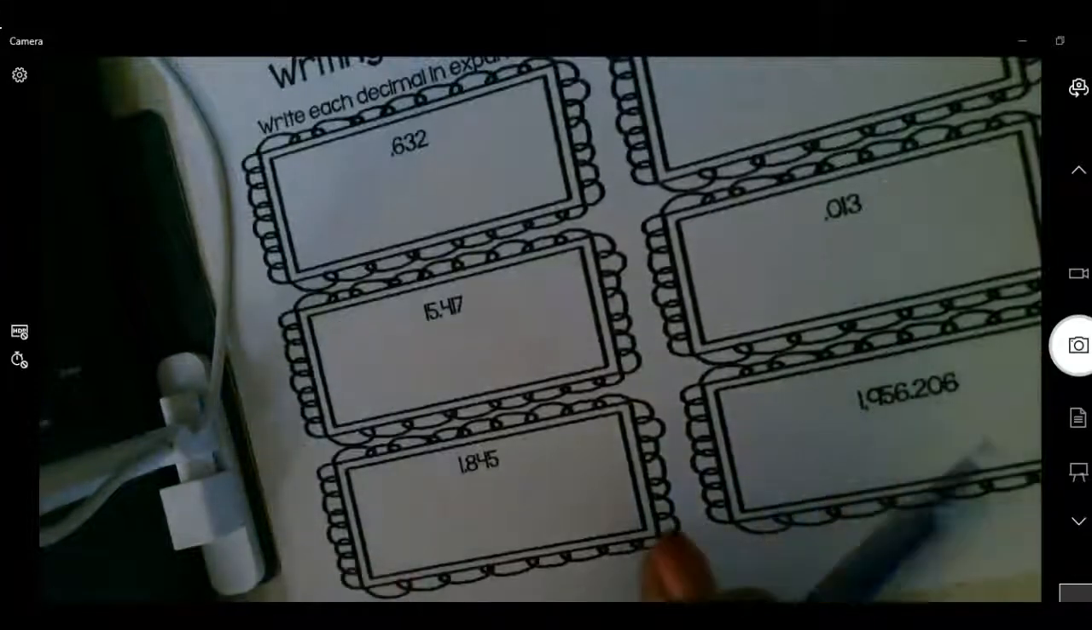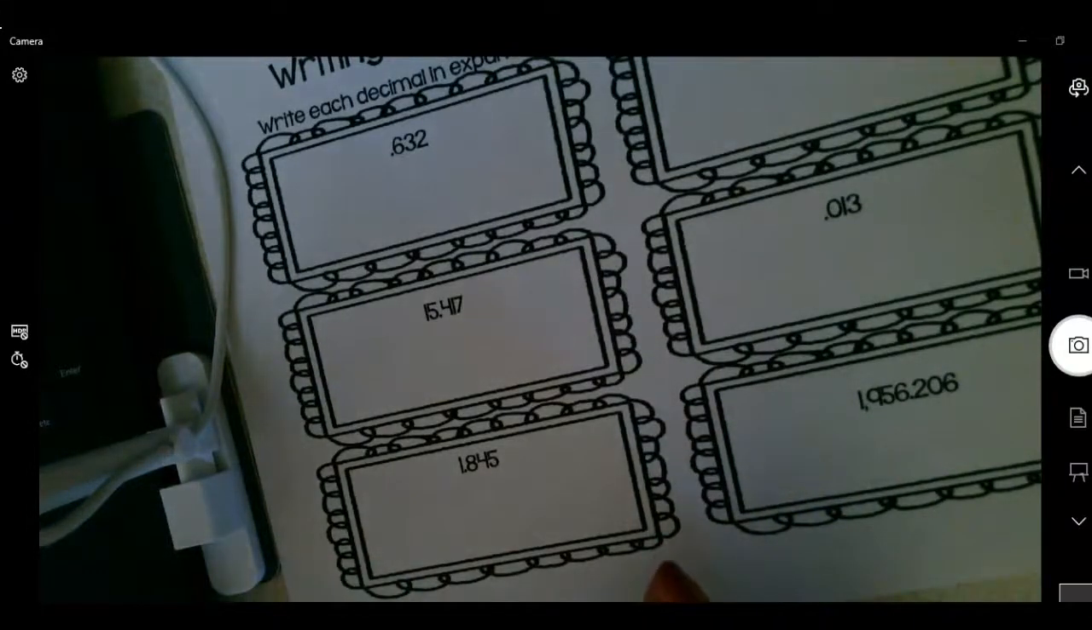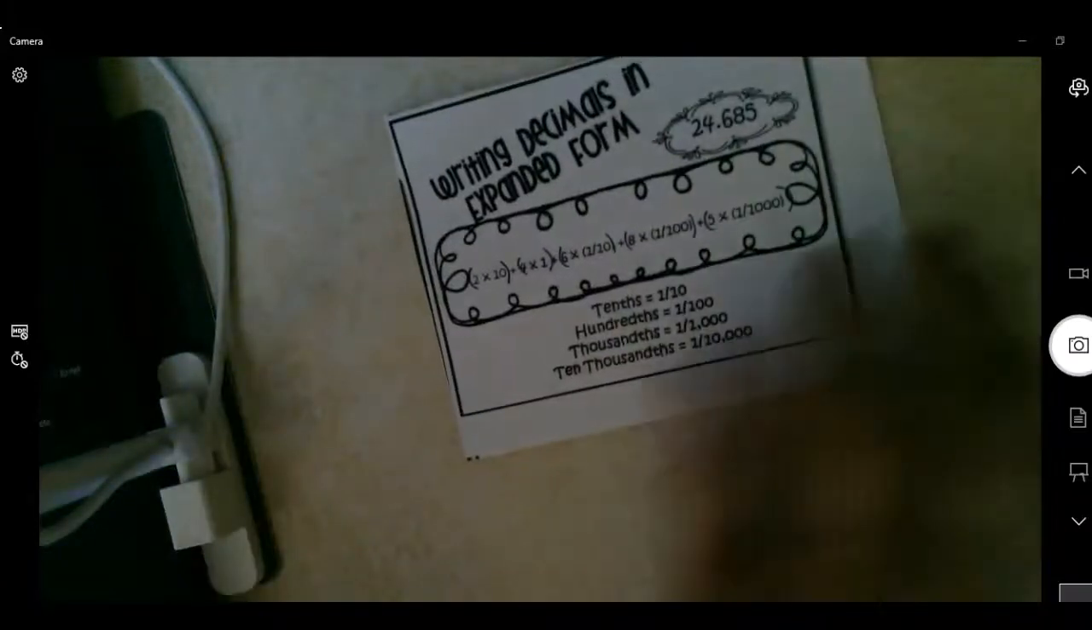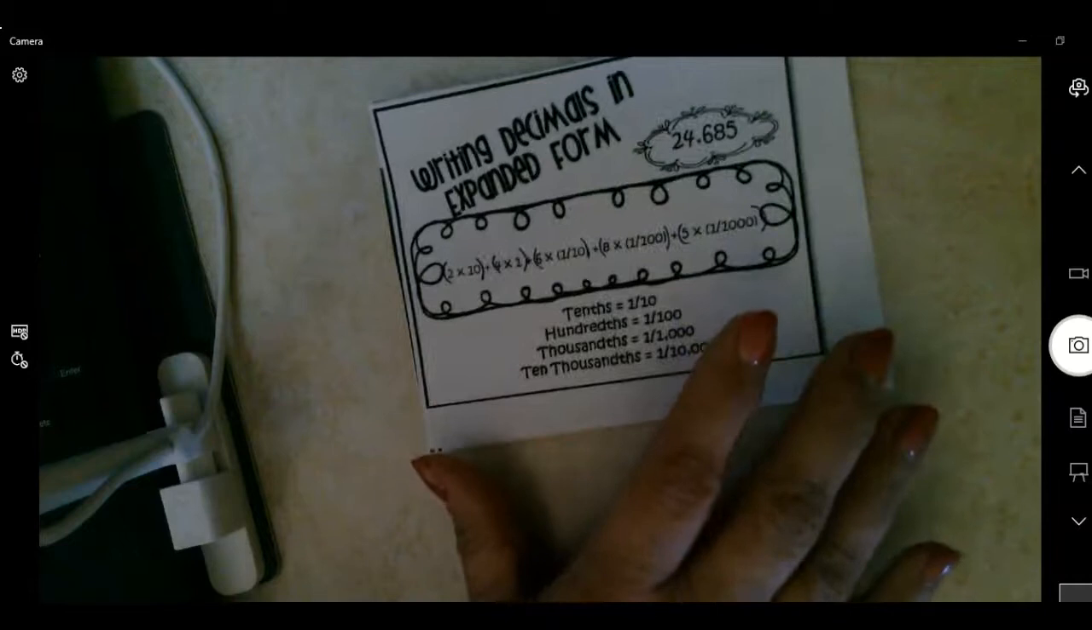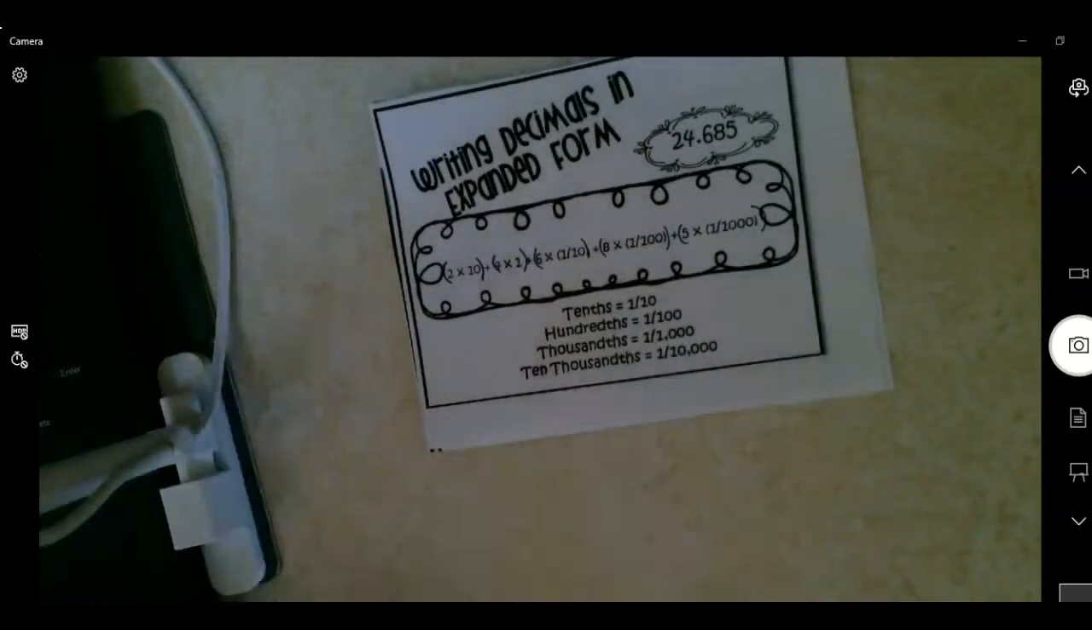So remember, this is new learning for you, and when you're learning something new, it's always helpful to look back at a reference sheet to help you know what to do, which is why I'm providing that for you here on today's lesson plan. So you're going to be working on writing decimals in word form, standard form, and expanded form.